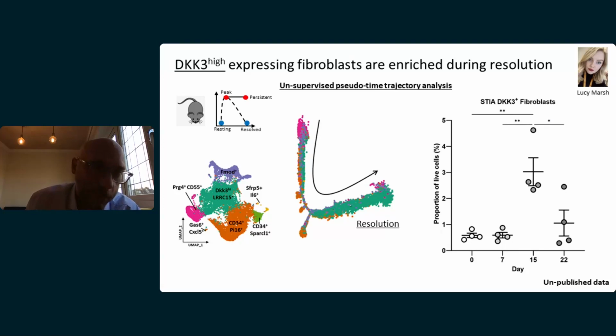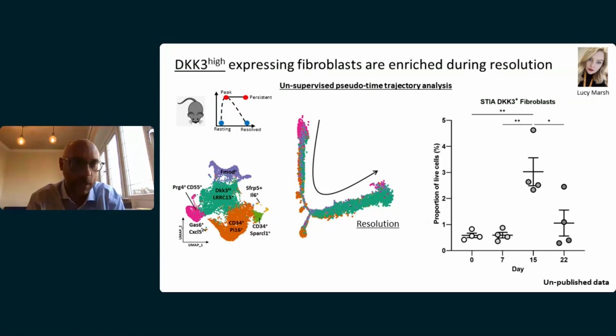So we got interested in a population of fibroblasts originally identified in the RA synovium, which express high levels of DKK3, which is classically a Wnt antagonist, but has a number of effects even outside of the Wnt pathway. Some of you will be familiar with its effects in cancer, both in extracellular matrix remodeling, but also suppressing local T cell responses. And that's also been shown in autoimmune encephalitis models as well.